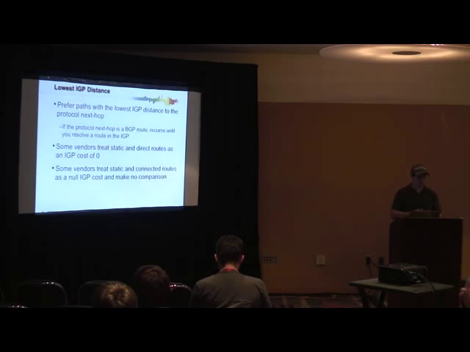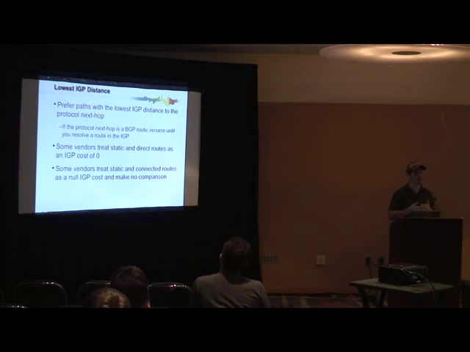After that, it's lowest IGP distance. So look at the protocol next hop and calculate the IGP distance to that protocol next hop. Whichever one is shorter, that's the one you prefer. In the event that your next hop is not in your IGP, say it's BGP, then you do a route regression. You look at that next hop, you pick the BGP route to get to that next hop, you figure out what the BGP route of that next hop is. If that's in your IGP, take the cost to that.